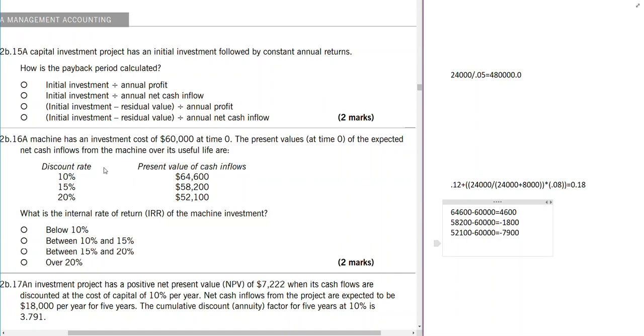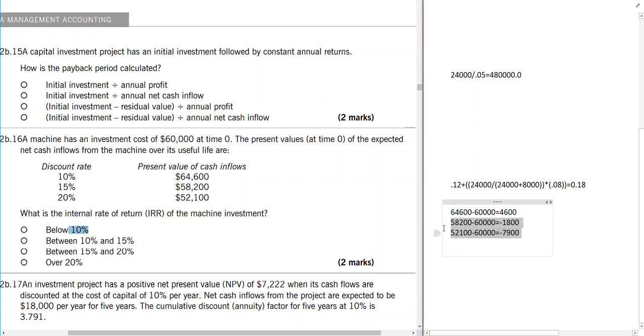So we have 10% and 15%. So I will take one positive and one negative. Because this is more closer, I will take this. So the answer is in between 10% and 15%. It is not below 10% because we have a positive here at 10%, so it should be in between.